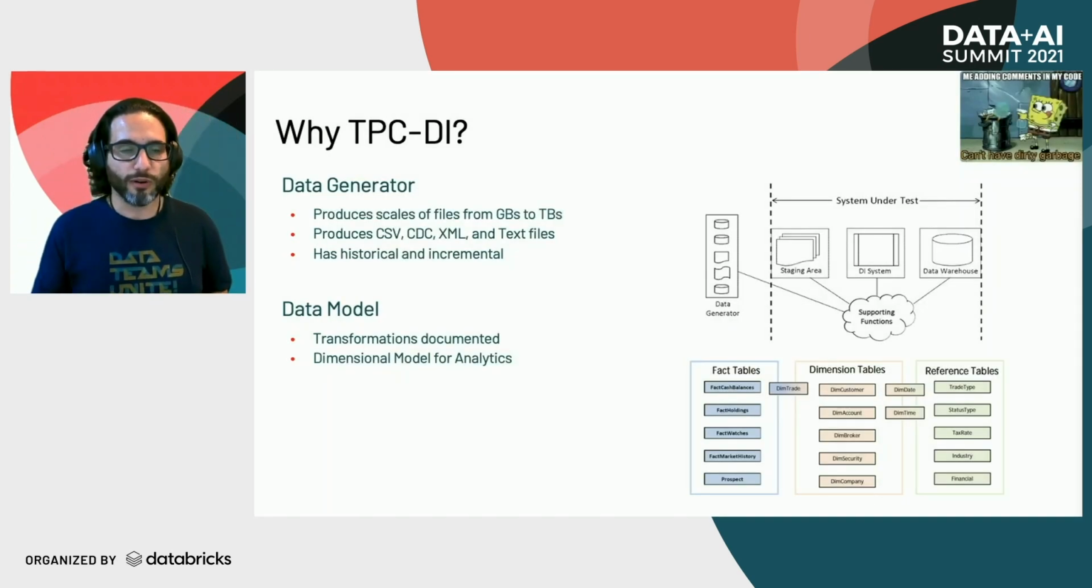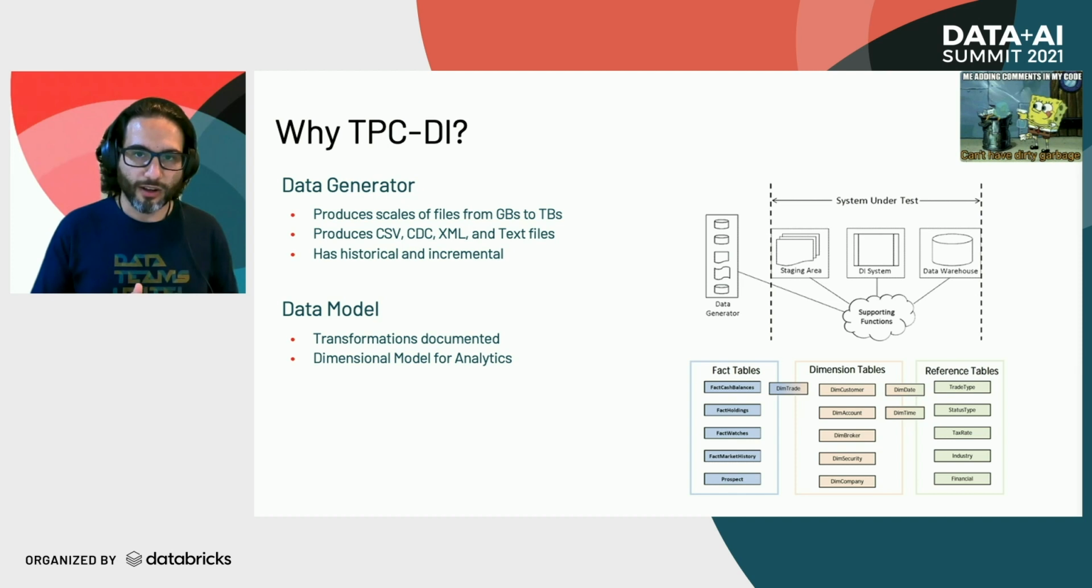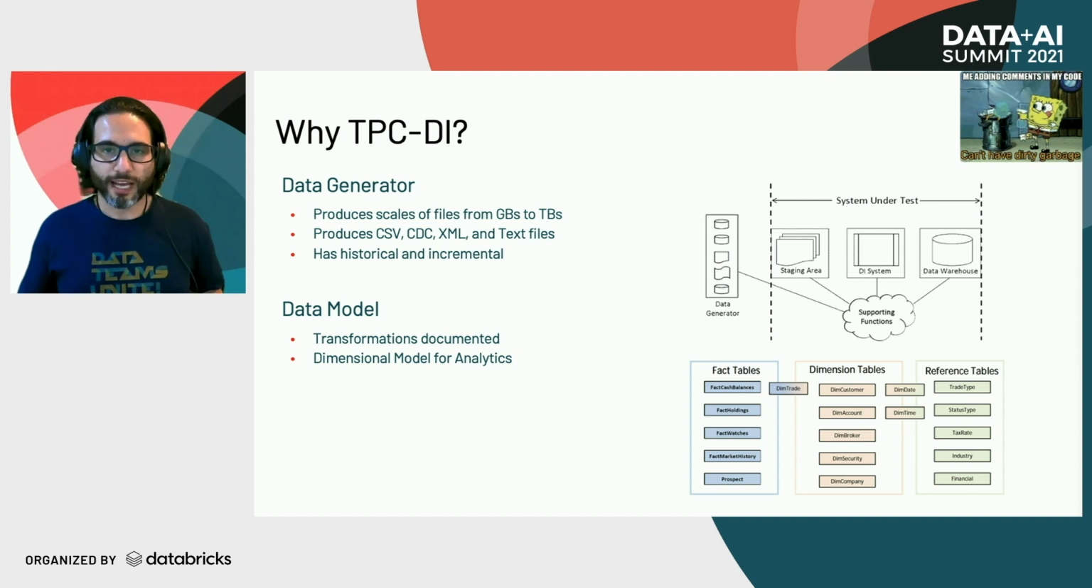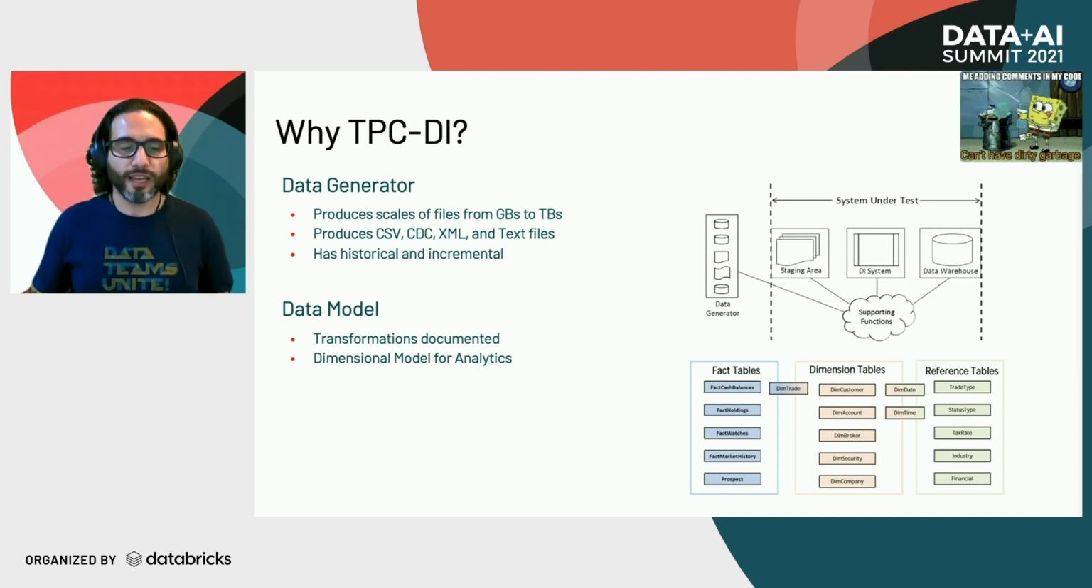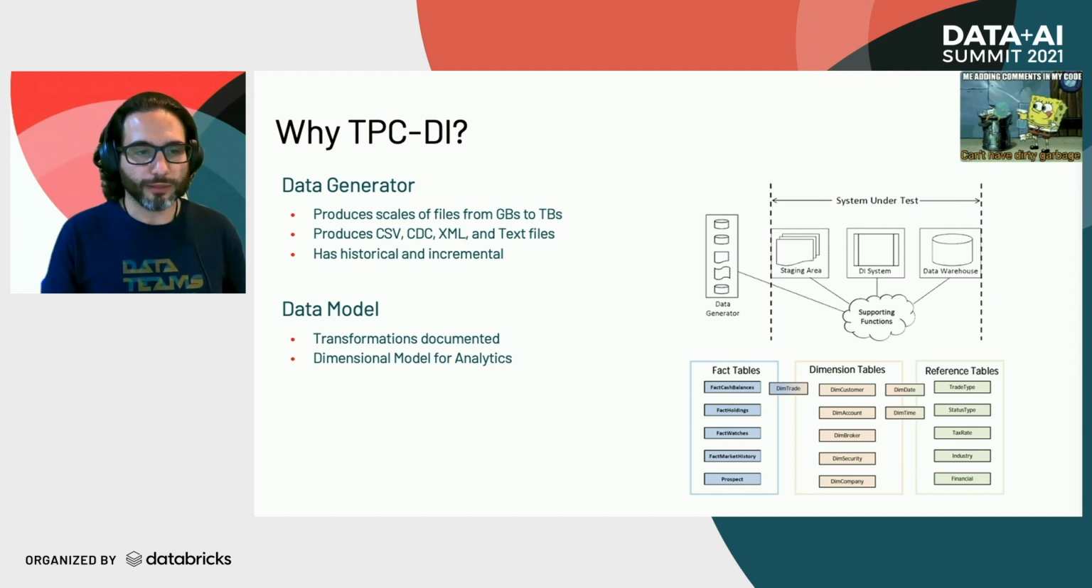What are we using here in TPC-DI? It has two major components, the data generator and the data model. Essentially, the data generator produces files from a range of gigabytes to terabytes, so we can test this system against all different ranges of data. And it produces all types of files: CSV files, CDC or change data capture feeds from database systems, XML files, and fixed-width text files. And like I said earlier, it includes historical and incremental loads. And then it has a data model with transformations documented, sort of like requirements documentation for a data warehouse. And we can do data analytics with a dimensional model.